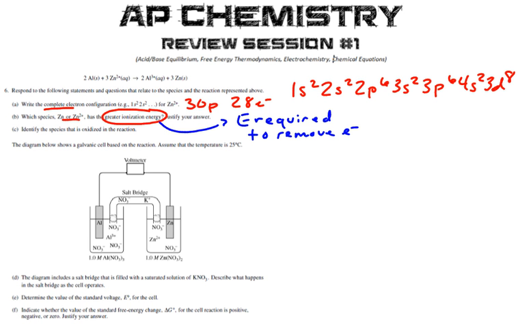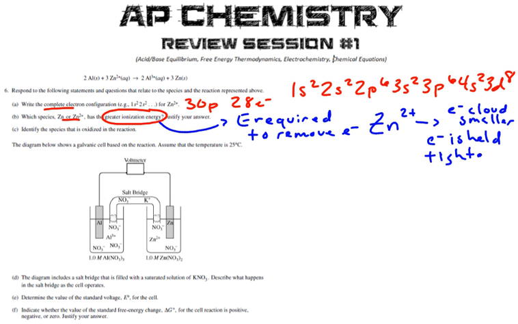Those are the two options. The electron cloud, there's a couple options. Electron cloud is smaller. Each electron is held tighter. Right? Why? Because they're outnumbered. Think about it. Each electron is being pulled just a little bit stronger because the protons aren't as diluted. You can think of it a lot of ways.